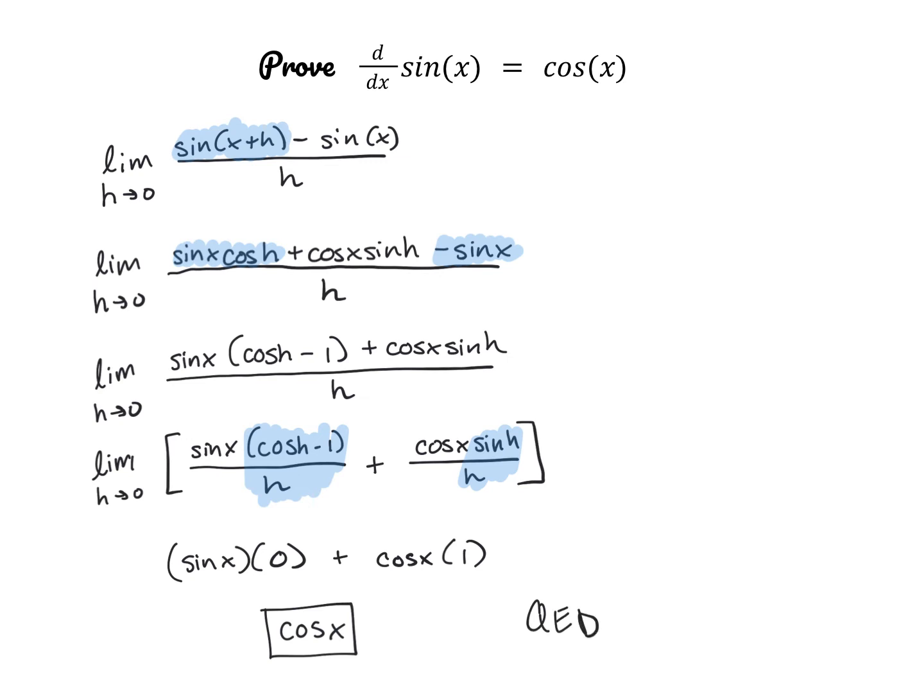And again, you'll see that we needed to use all sorts of things from prior knowledge. We needed to know our sum formula for sine, and we needed to know those two limit definitions to help us prove this rule.